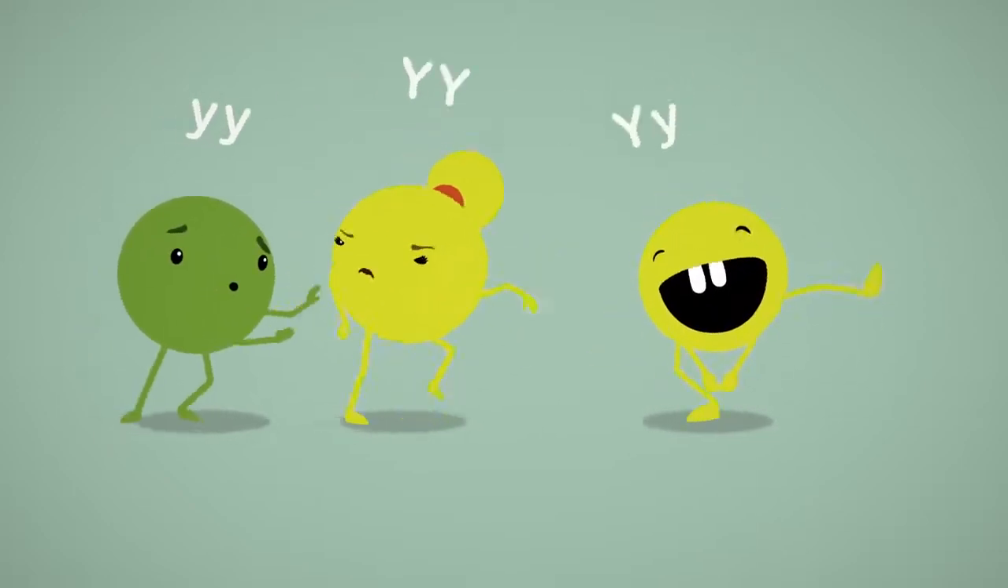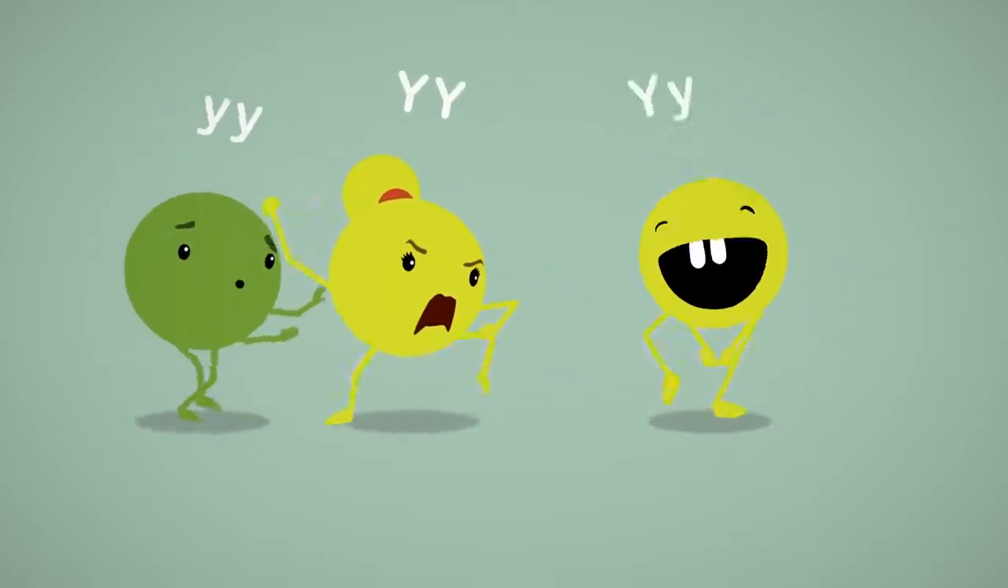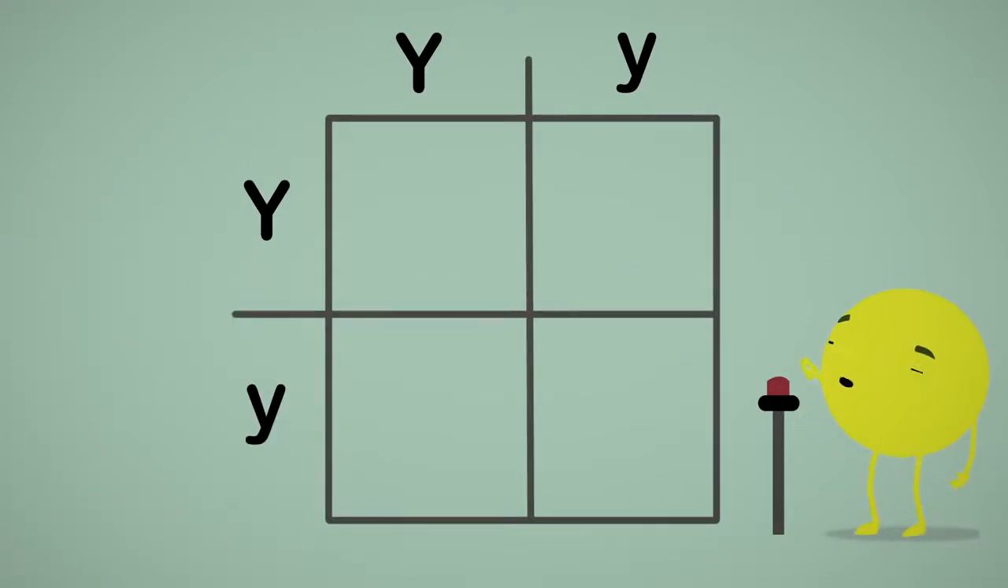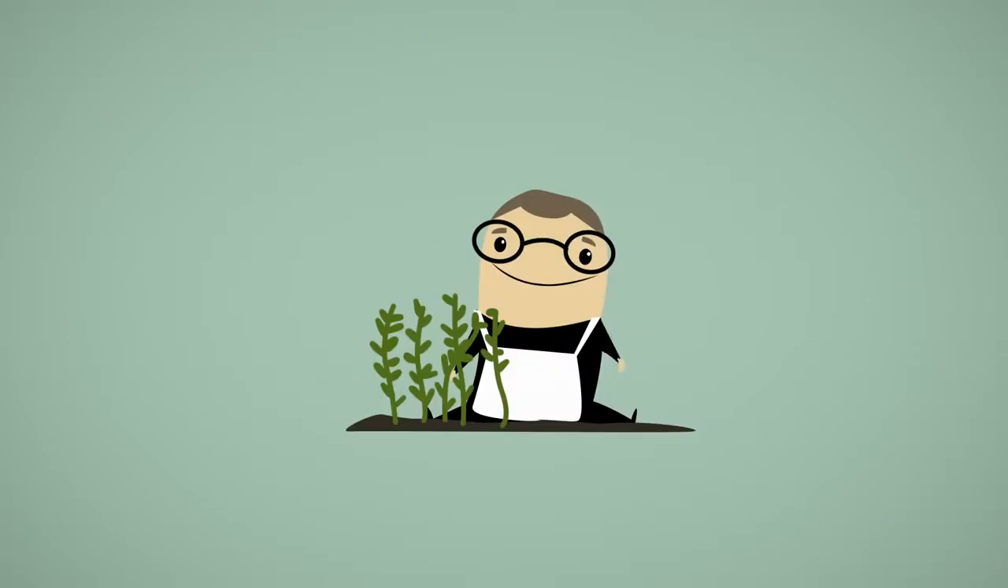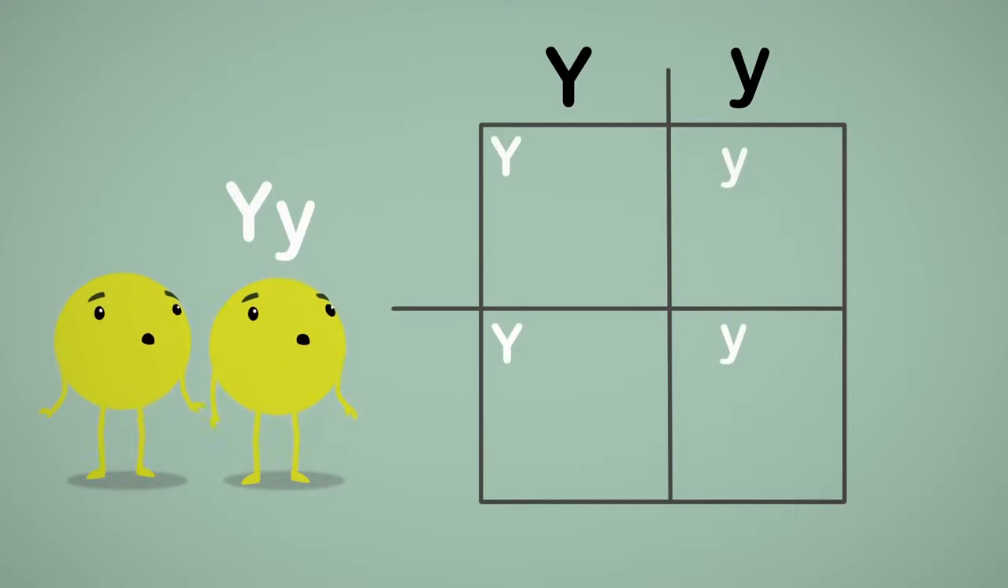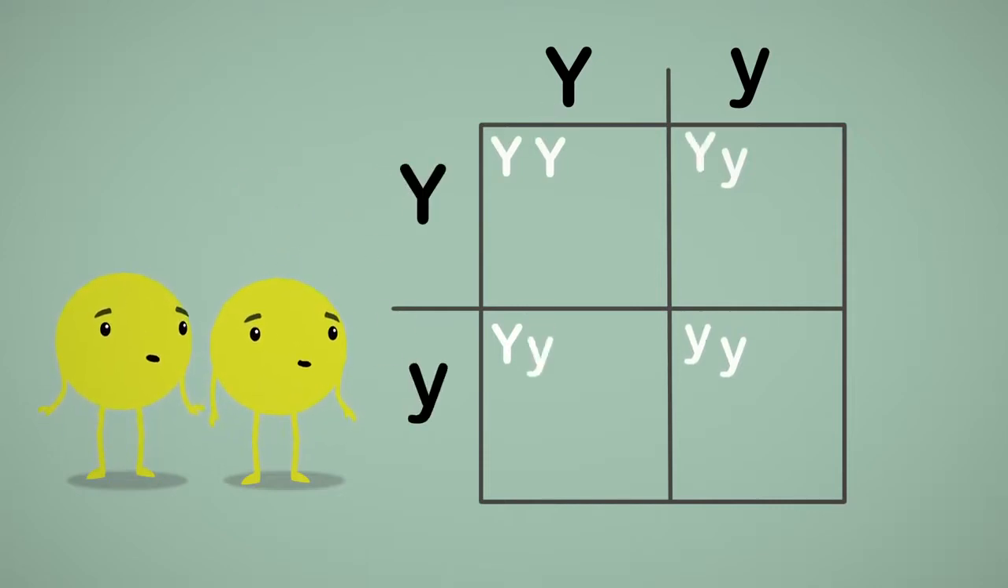To clearly visualize how alleles are distributed amongst descendants, we can use a diagram called the Punnett square. You just place the different alleles on both axes, and then you figure out the possible combinations. Let's look at Mendel's peas, for example. Let's write the dominant yellow allele as an uppercase Y, and the recessive green allele as a lowercase y.